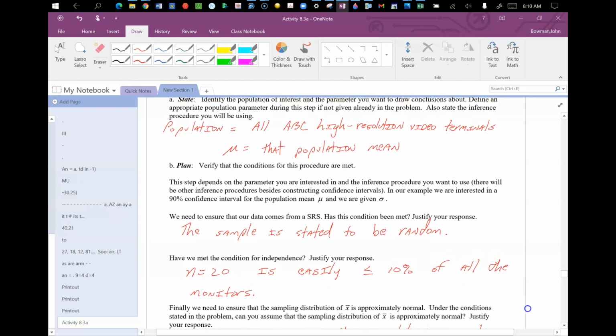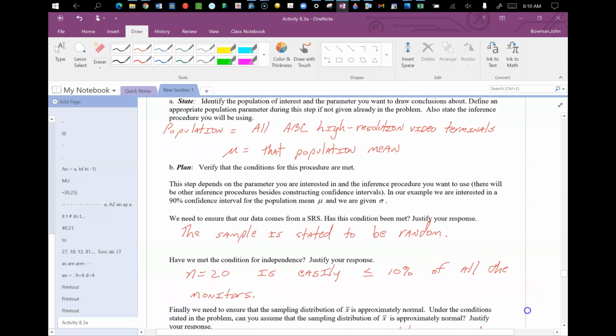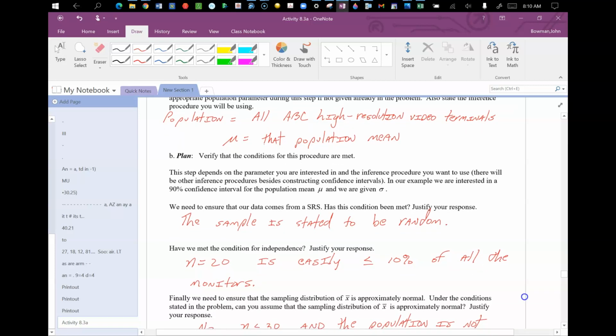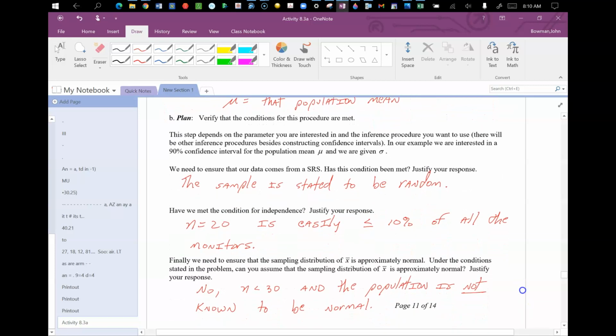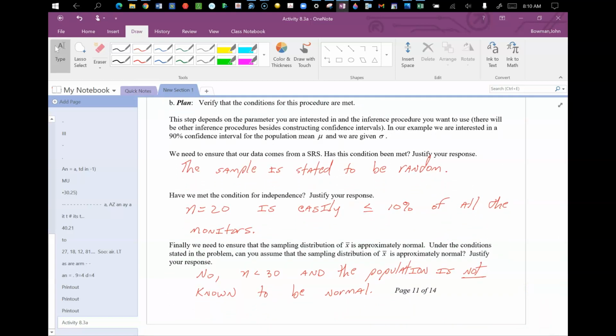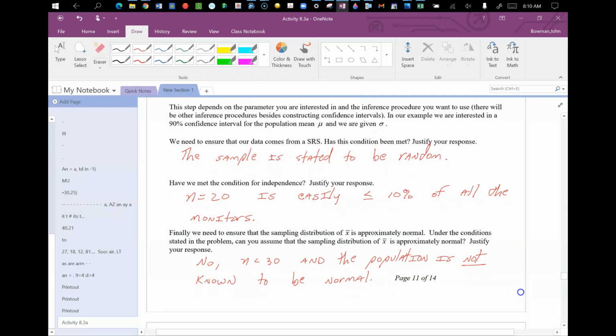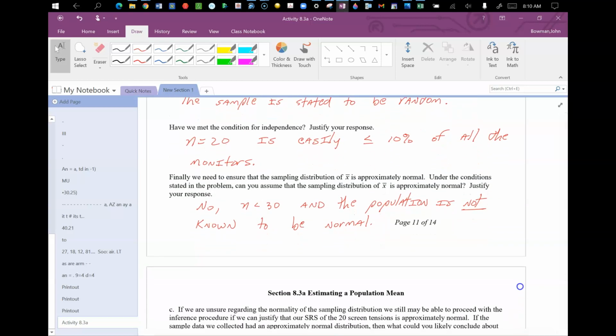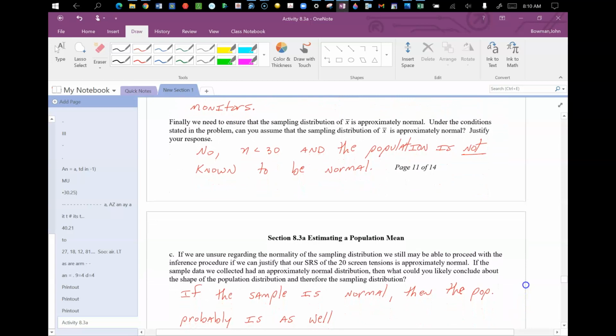Well, it was not stated anywhere in the problem that the population is normally distributed. It actually did not say anything about the shape of the population, and we have a sample size that's less than 30. So we don't know if our sampling distribution is approximately normal. So we have a way of dealing with that. And listen carefully because this comes up quite often.